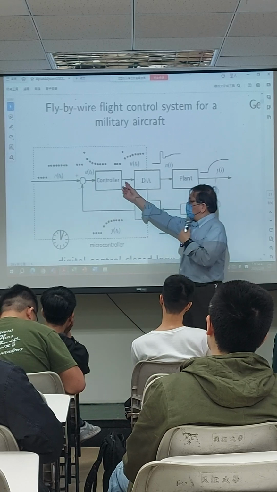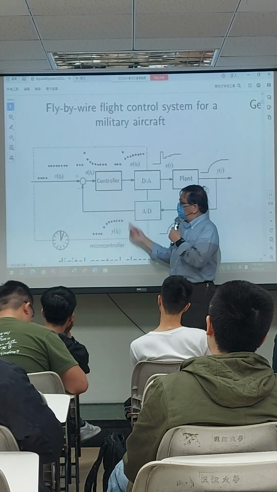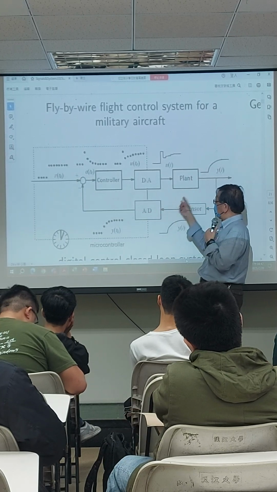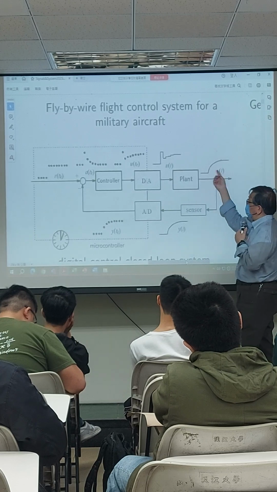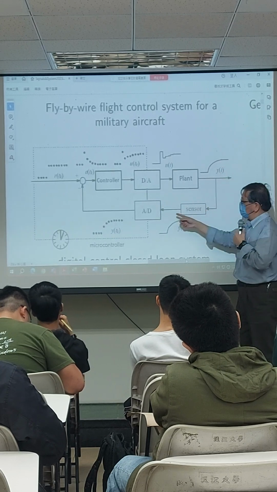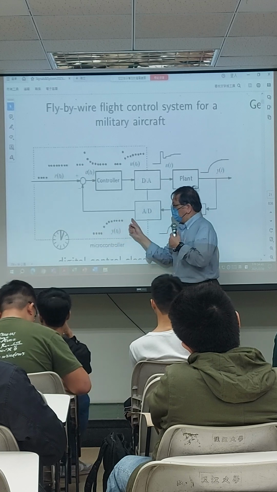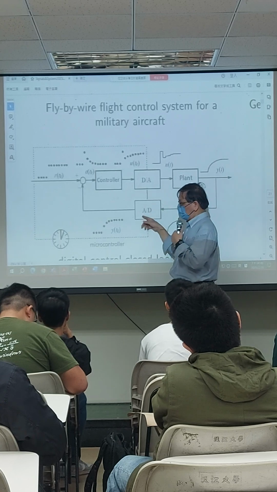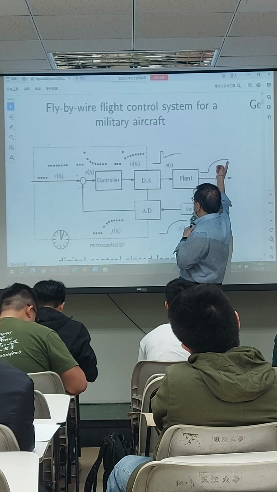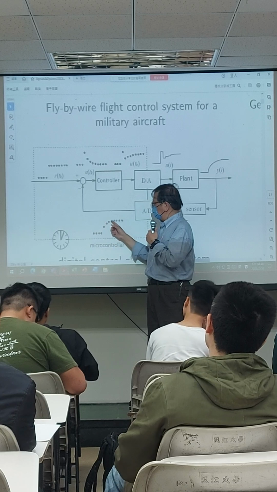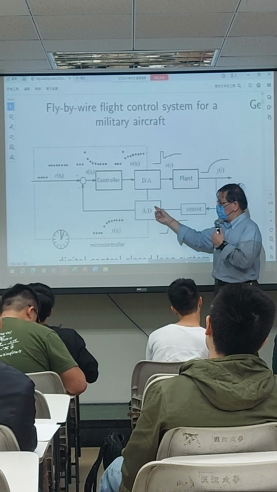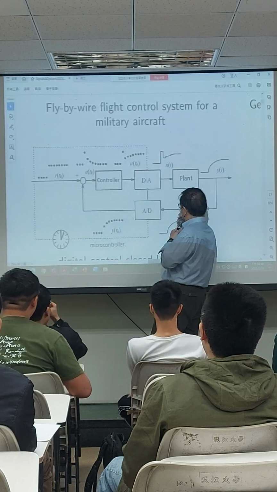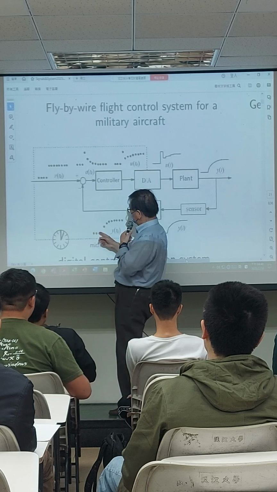And then in order to be able to process by the digital controller, we need to have an AD converter to convert a continuous time signal to a discrete signal. So this is a continuous time signal, function of t, for example. And then after the sampling, we convert the continuous signal to a discrete signal. So we need an AD converter first. And this AD converter converts the analog signal to a discrete signal.